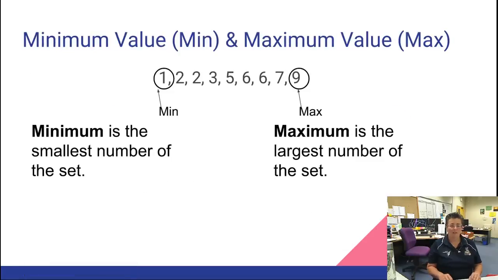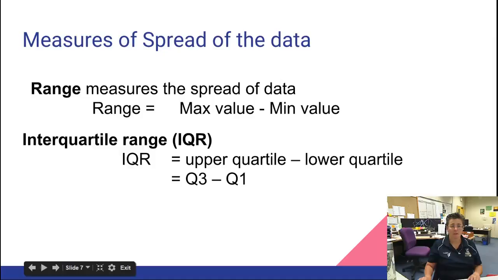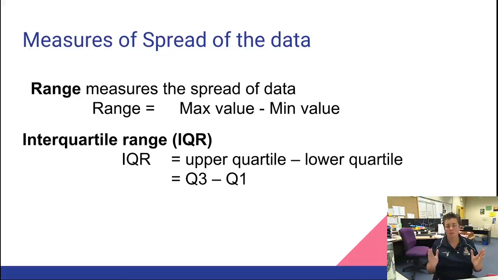So other significant things that you need to know are the minimum and maximum values, and as the name suggests, minimum is our smallest number of the data set and maximum is our largest number of the data set. The other thing that you need to know is why we do this, and part of it is to look at the measure of spread. So once we know our minimum and maximum, we can find the range. That's the largest number minus the smallest number, maximum value minus the minimum value. And the other one is our interquartile range, which is between the upper quartile and the lower quartile, which is where 50% of our data should be.